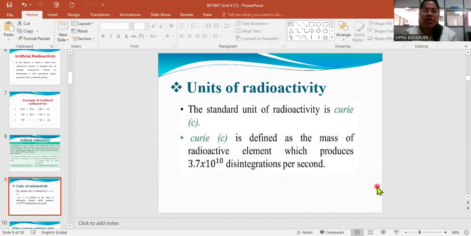Now there are units of radioactivity. How can you measure it? The standard unit is the Curie, which is Ci. Curie is defined as a mass of radioactive element which produces 3.7 into 10 to the power 10 disintegrations per second. This unit is named after Madame Curie, the eminent scientist handling radioactive materials, who got the Nobel Prize for radioactive substances, along with her husband. That means radioactive molecules are highly radiating. That's why they disintegrate a large number of alpha or beta particles in a very small time.